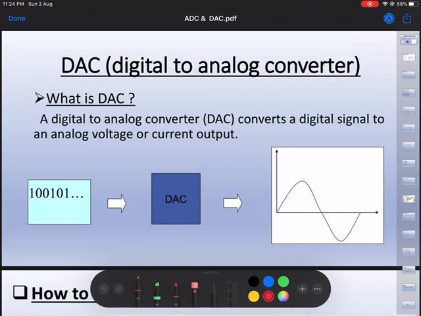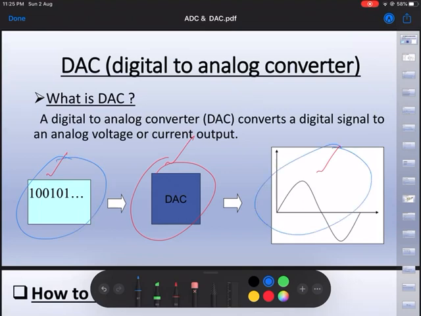You can clearly see from the diagram that there is some number in binary which is acting as an input to a DAC, and hence the output X is coming as an analog. So an arrangement which converts your digital input to the analog is known as a digital to analog converter, or simply, in a simple word, we call it a DAC.